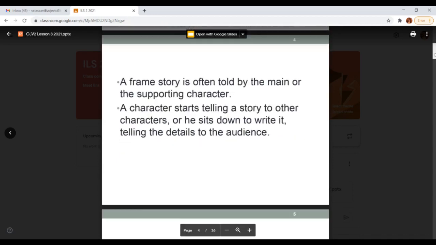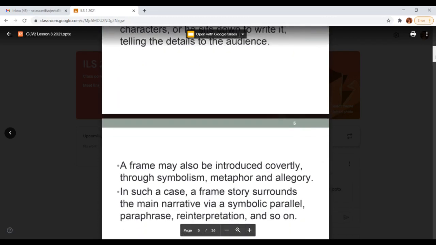It is often told by the main character, but it can also be told by one of the supporting characters, even by one of the outsiders. And a character usually starts telling a story to other characters, or he could also sit down to write it, telling the details to the audience. So it could be in the form of a diary or a memoir of some kind. And then again, the perspective will shift back and forth in time.